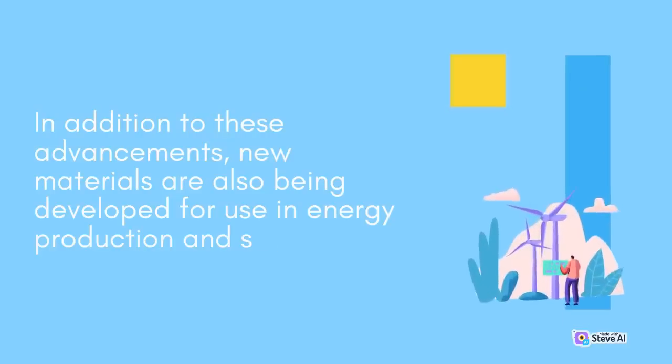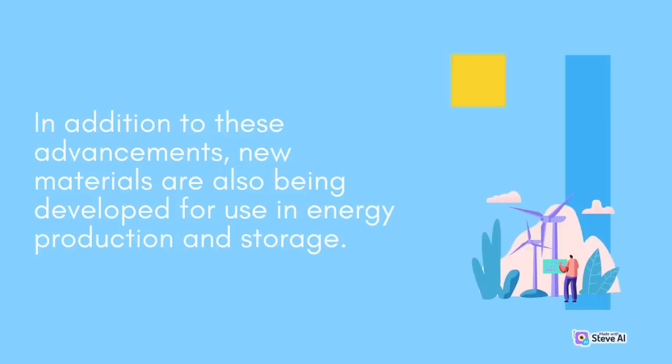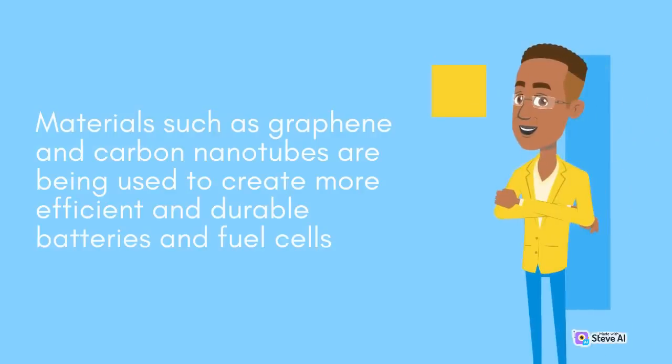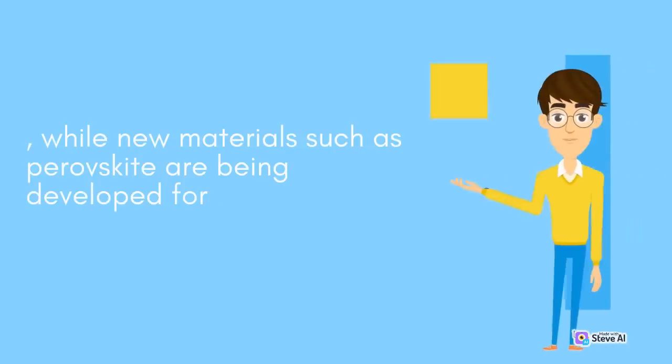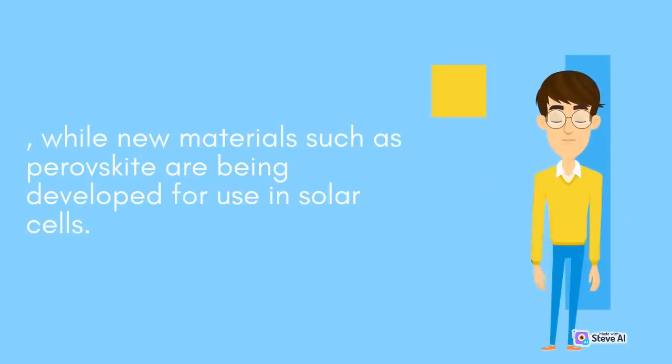In addition to these advancements, new materials are also being developed for use in energy production and storage. Materials such as graphene and carbon nanotubes are being used to create more efficient and durable batteries and fuel cells. While new materials such as perovskite are being developed for use in solar cells.